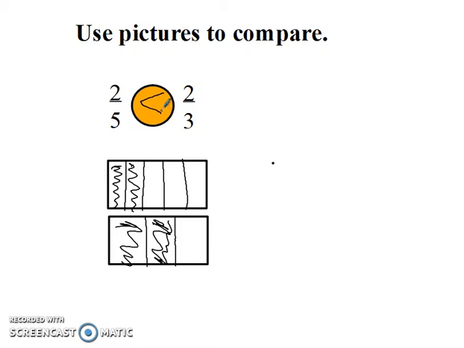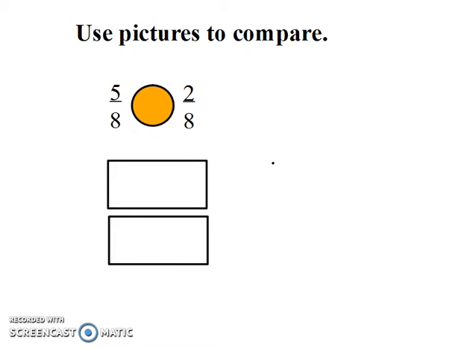Let's try another one like that. Remember, I start with 2 rectangles that are the same. Oh, check this out. They're both in eighths. So that should make it easy for me to do. Notice I'm cutting in half, and then I'm cutting my halves in half. And I'm going to do that one more time. So then I went from 4 equal pieces to 8 equal pieces, approximately.